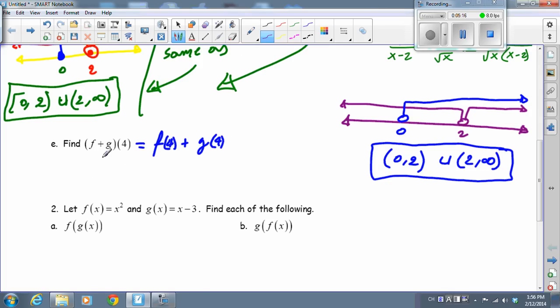And to find f of 4 plus g of 4, that will be 1/2 plus 2, which is equal to 5/2. Or you can also say 2.5, it doesn't matter. I just don't like mixed numerals.